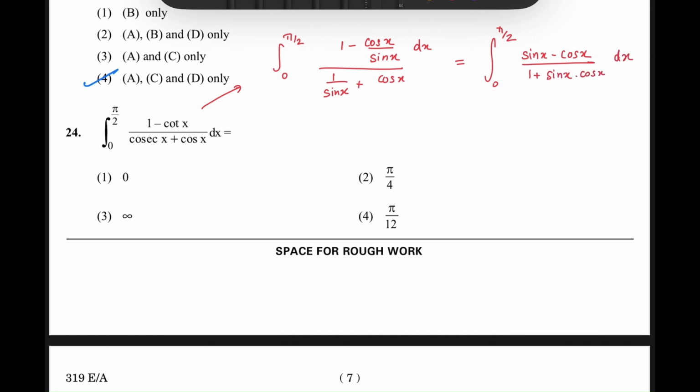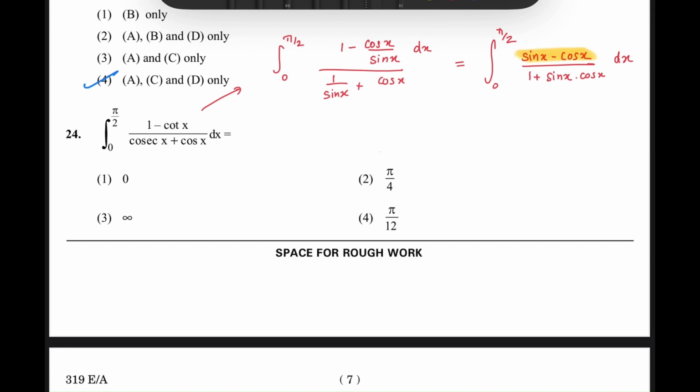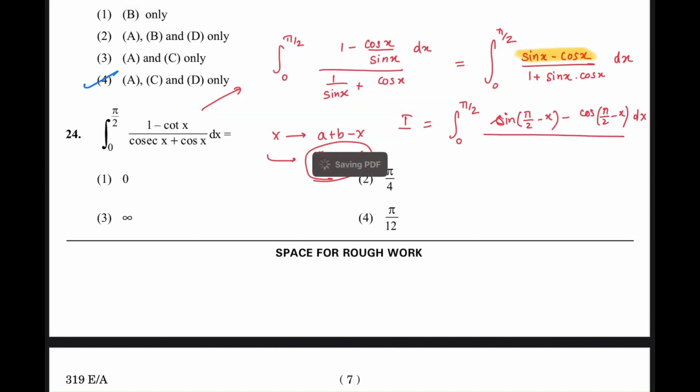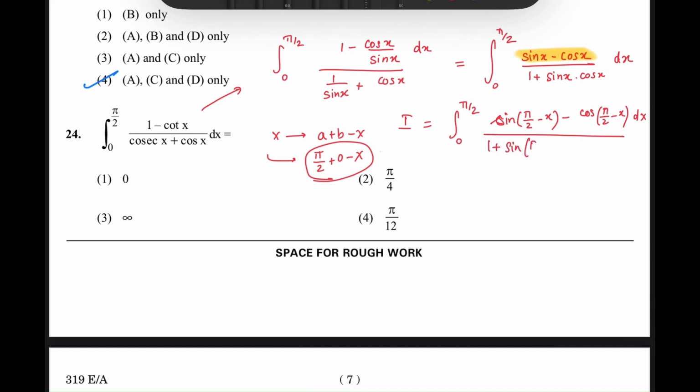Okay, how do we solve this type? Now we can use the property of integrals: if you have x, you can replace it by a plus b minus x. What is a and what is b? The upper limit and the lower limit. So upper limit is pi by 2, lower limit is 0. So I can replace x by 90 minus x, right? So if I replace x by 90 minus x, what do I get? Sine of 90 minus x, cos of 90 minus x, dx over, okay, you have the subtraction in the middle, 1 plus sine of 90 minus x and then cos of 90 minus x.